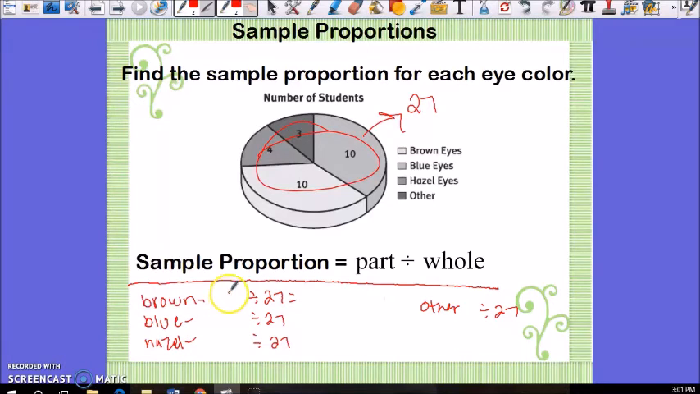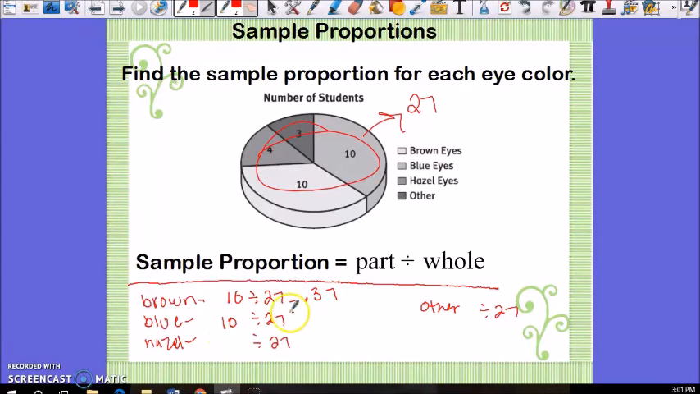So we know that brown is 10. So 10 divided by 27? 2.7? No, 10 divided by 27. Most of you are dividing 27 by 10 and get 2.7. Part is 10 and divide that. That's 0.370 and so forth. So we're going to round to 0.37.